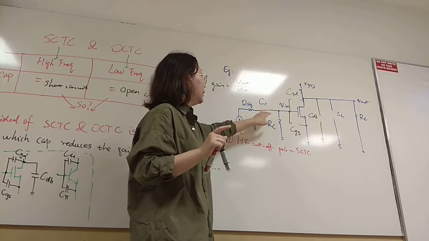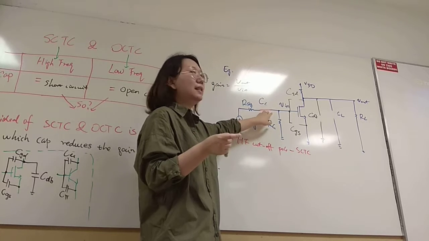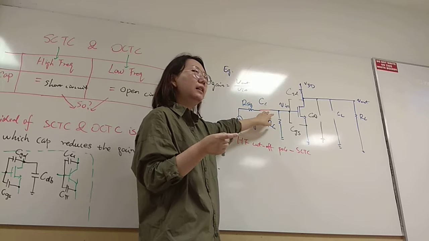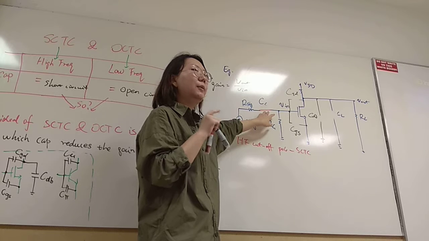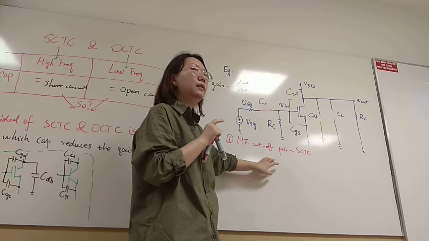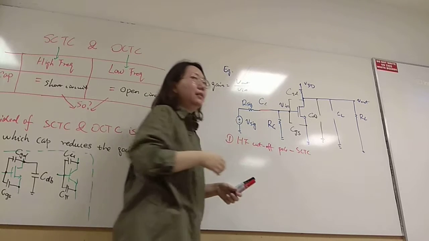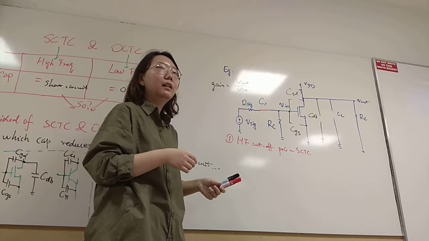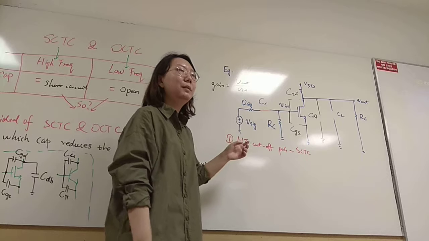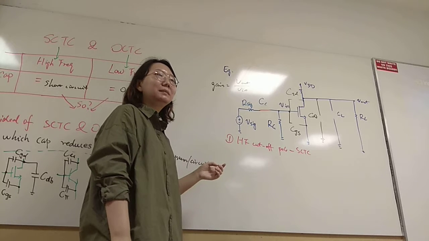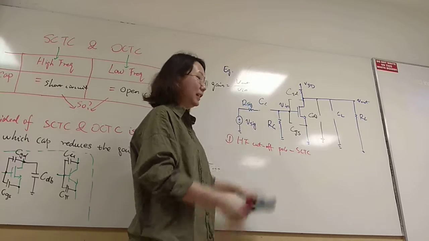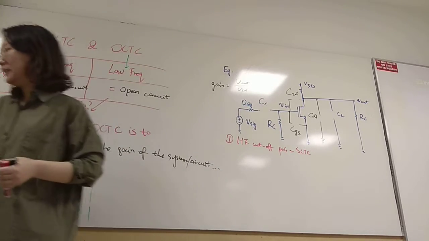Okay, so if the gain is not going to be reduced, that means my CC is not a troublemaker. If the CC is not a troublemaker, that means it will not contribute to my poles. It will not contribute to my cutoff. So that means we can just ignore it, just leave it. It doesn't affect, you don't need to analyze this capacitor.